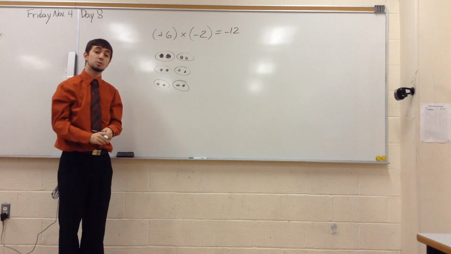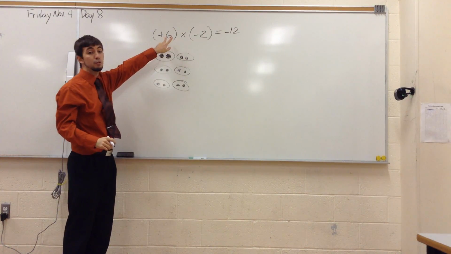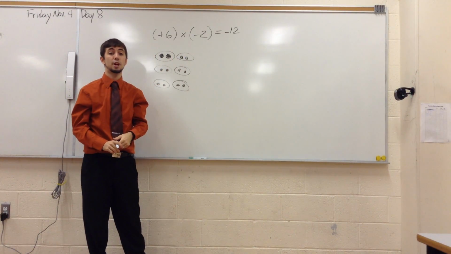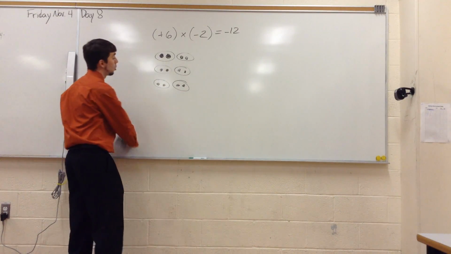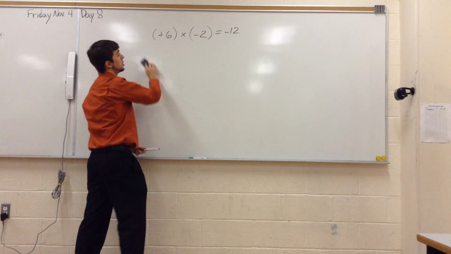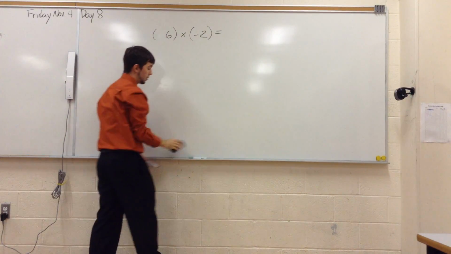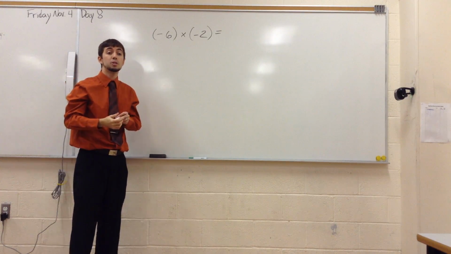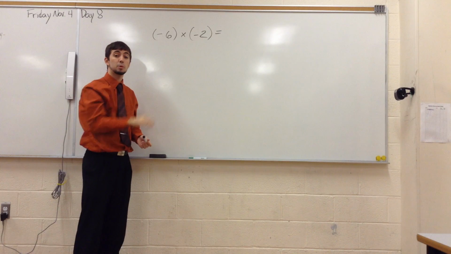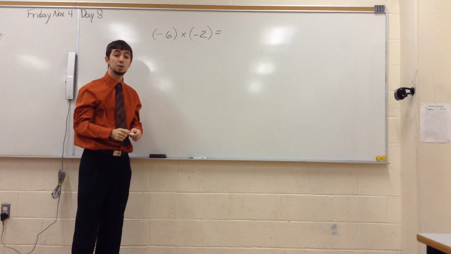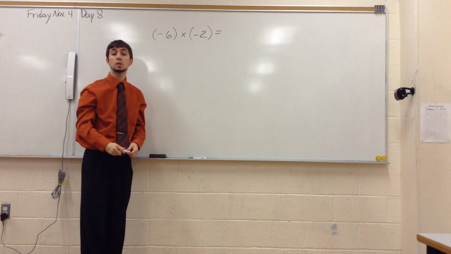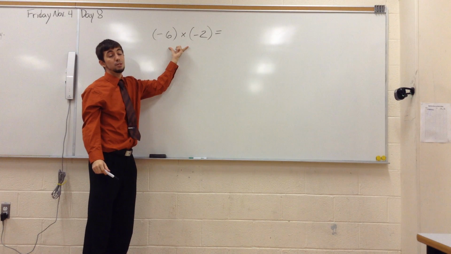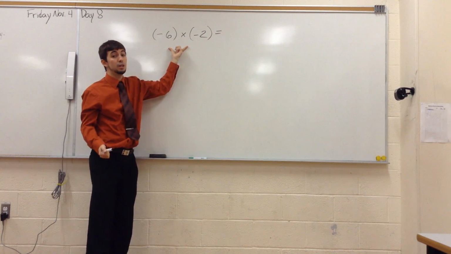I could always check this answer as well with the sign rule. My signs are different, so I expect a negative answer. 6 times 2 is 12, so it's a good check for you. When it becomes more difficult to model the multiplication is when both of the integers that you're multiplying are negative. Normally, if one is positive and one is negative, you can reverse the multiplication, because remember, multiplication is commutative, meaning I can flip the two numbers and multiply them in the opposite order. When they are both negative, however, you can't do that. You can flip them, but it's not going to make your life any easier.